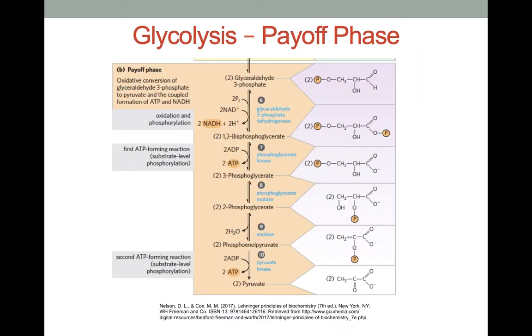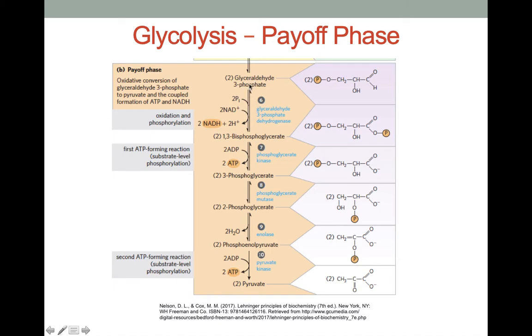The next 6 steps represent the payoff phase of glycolysis. Here, the molecule of dihydroxyacetone phosphate gets isomerized to a second molecule of glyceraldehyde 3 phosphate. So now we have 2 molecules of glyceraldehyde 3 phosphate, and we're going to proceed through the steps. The reactions in this phase are the payoff because we're actually producing some energy molecules here.